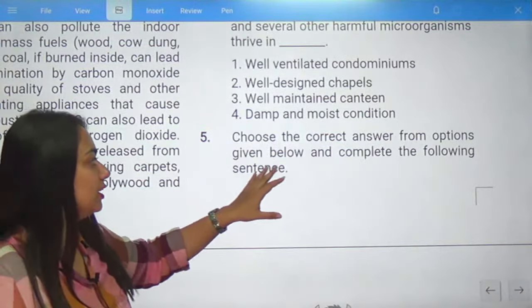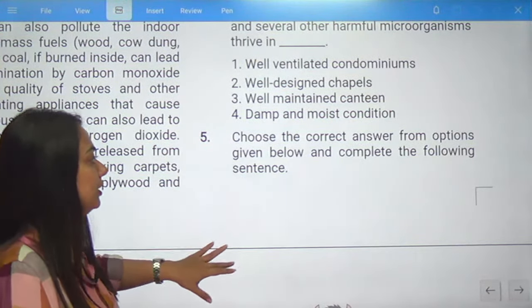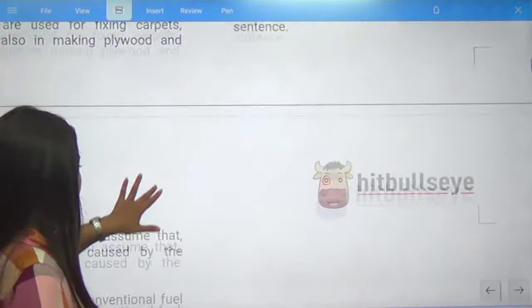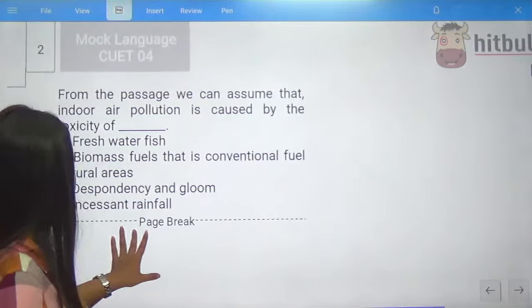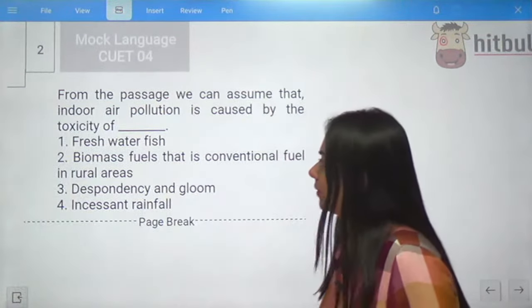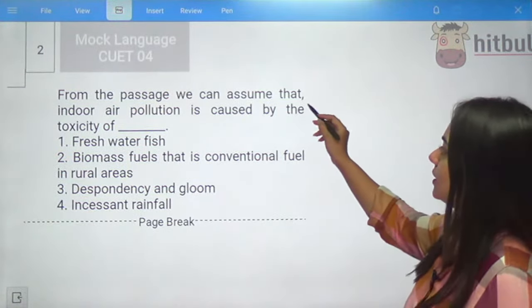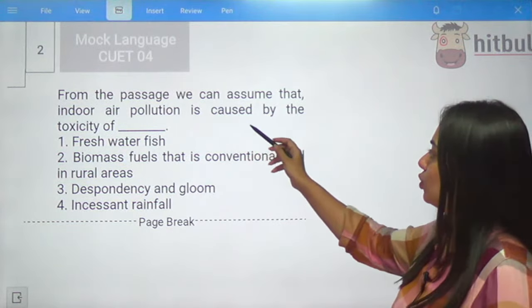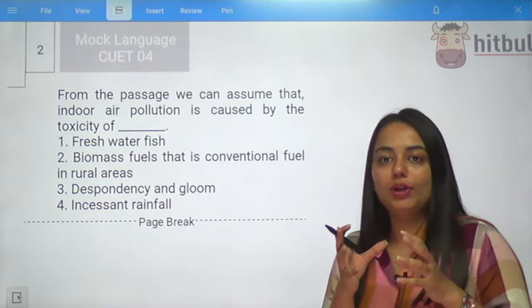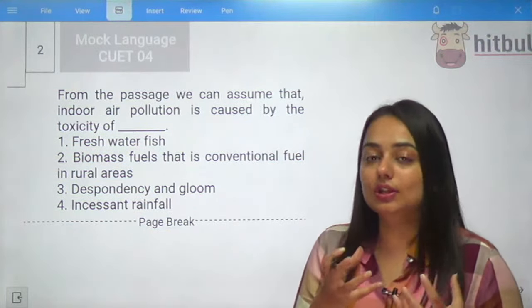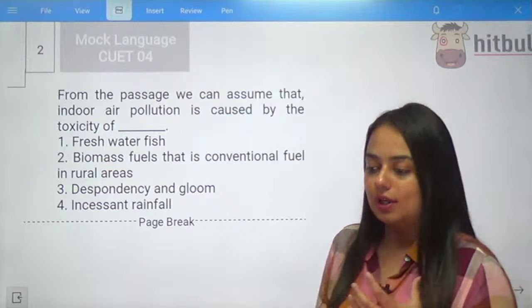Choose the correct answer from options given below and complete the following sentence. One more fill in the blank question. Let's see the question. From the passage, we can assume that indoor air pollution is caused by the toxicity of what? Indoor air pollution किस toxic चीज की वजह से होता है, या वो toxicity क्यों create होती है?